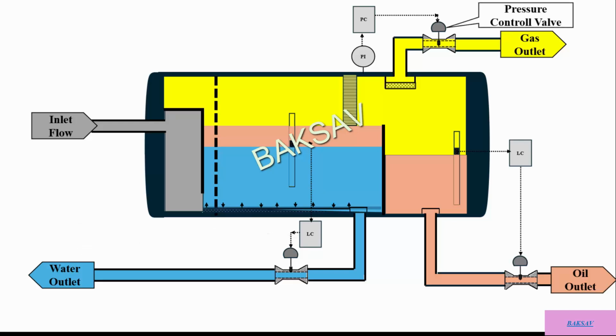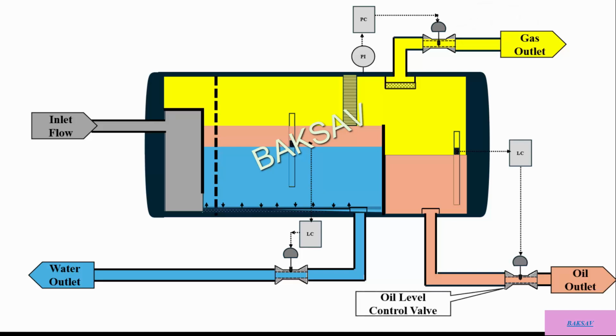Pressure control valve. This control valve, on the basis of the command received from the separator's pressure controller, which in turn uses the input pressure change signal received from the separator's pressure transmitter, by opening and closing, holds the separator pressure at a certain set point.